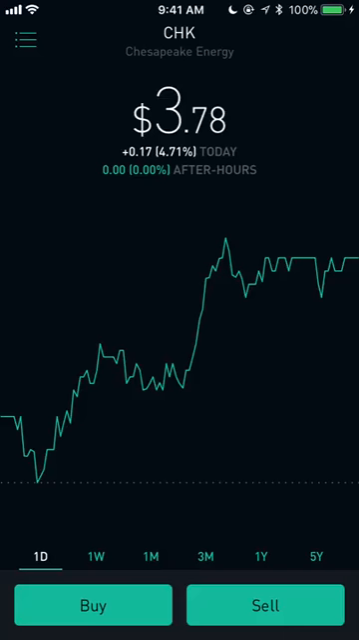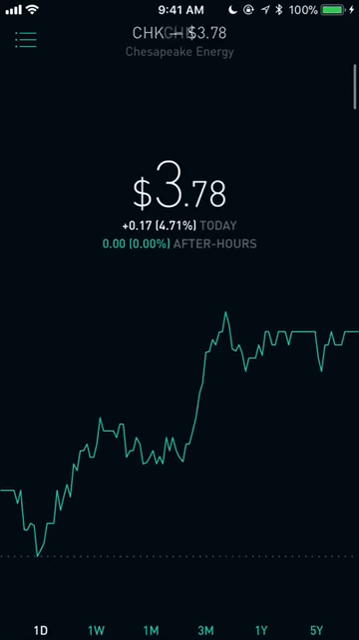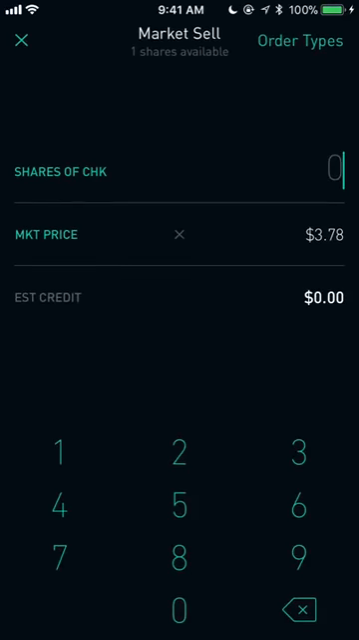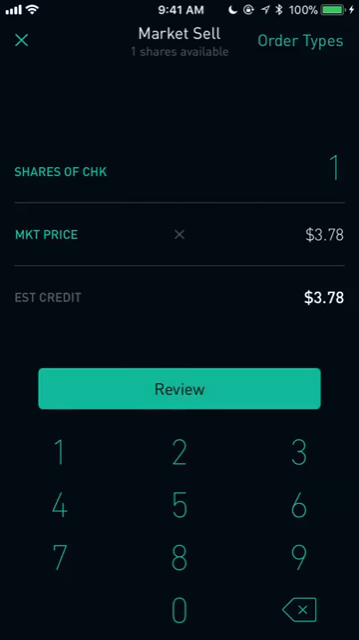Chesapeake Energy, ticker symbol CHK right here, and right at the bottom of the screen it says buy and sell, so obviously you'll just have to click one of those two depending on what you're doing. I'm going to go over to the sell for right now. So first this screen pops up and it asks how many shares you want, and then right below it is the current price, and then the estimated credit is just how much you'll receive.